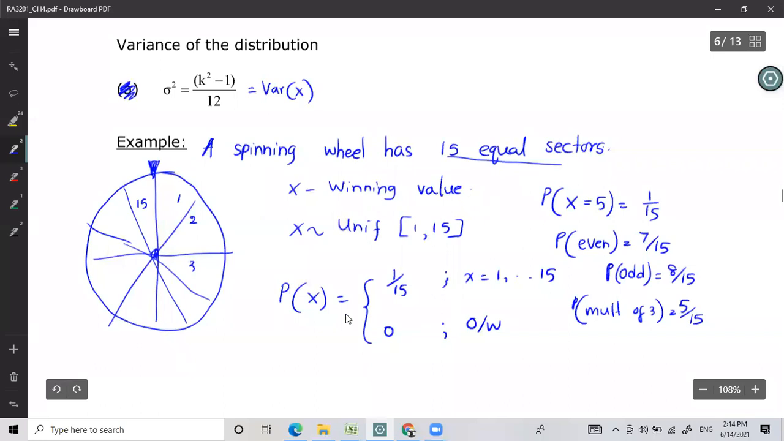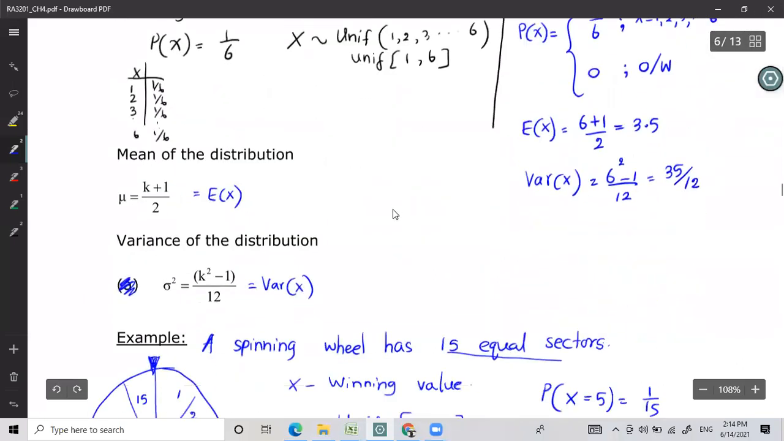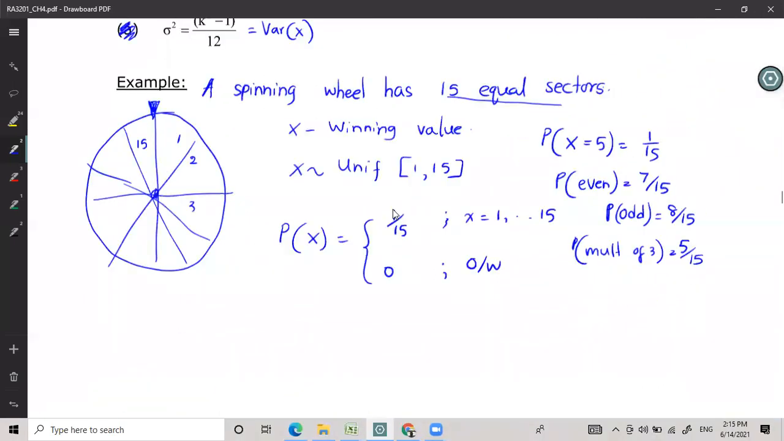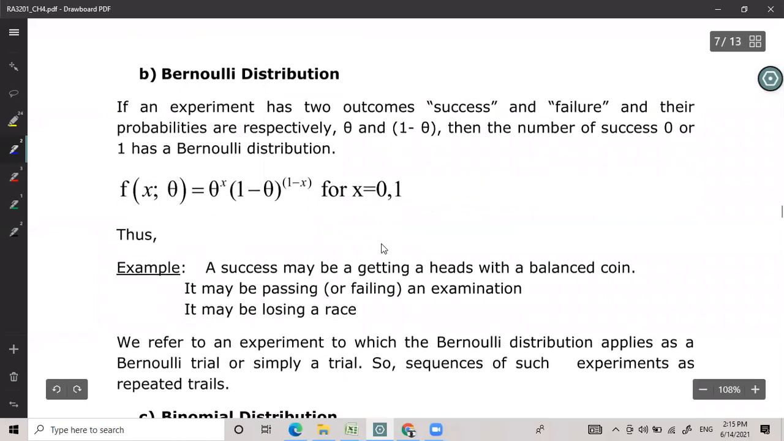Okay, right. So likewise, the uniform distribution, it's very simple. Whenever all possible values of the random variable have the same chance, then you go for a uniform distribution. The next is the Bernoulli distribution. Do you know Bernoulli? You know Bernoulli, right?